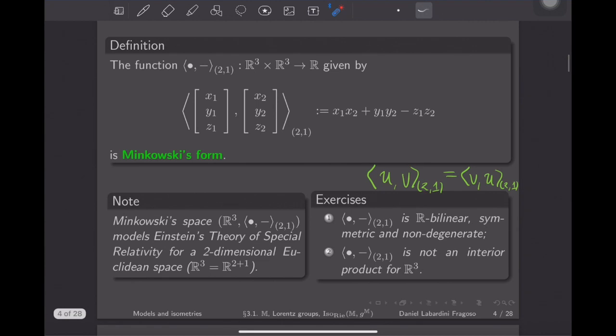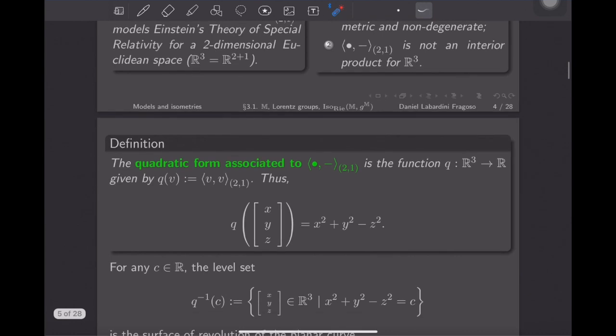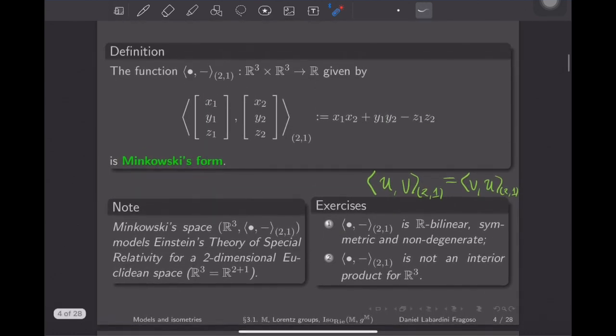However, it's really not an inner product, right? And mainly because, for instance, when you pair (0, 0, 1) with itself, you get -1. Right? So to be an inner product, you need that the pairing of every non-zero vector with itself be positive. Right? But as I said, (0, 0, 1) paired with itself gives me -1. So yeah, not an inner product. Okay, but anyway, it's an R bilinear, symmetric and non-degenerate function.